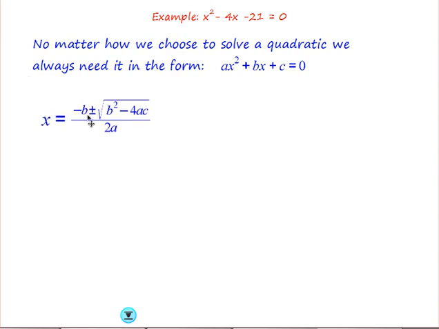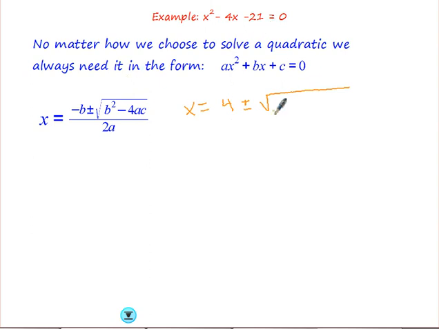Is that right there? So what we have to do is we need our problem to be in this form, and then we're just going to plug things in, one at a time. So x equals, that's what we're solving for, x equals negative b. Well, b is negative 4, so that's a positive 4. This is plus or minus, which means when we get down to the end of the problem, we're going to both add and subtract these two terms.